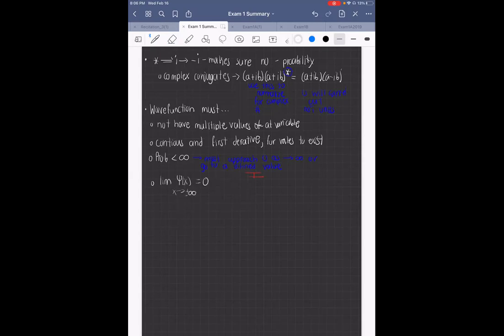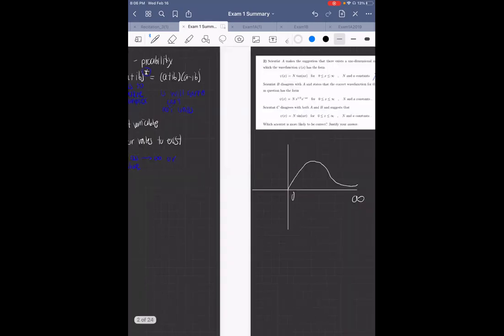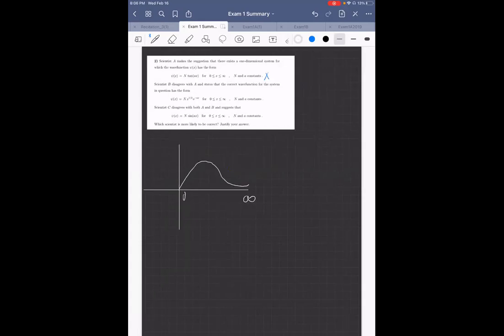It has to approach zero as x goes to negative and positive infinity. I forgot to note that here. So it goes to zero at zero, and it decays at infinity as it goes to infinity. So this would make a good wave function. So you could check this here.